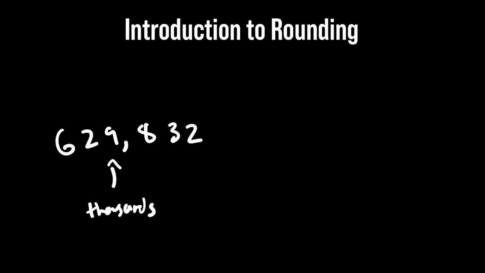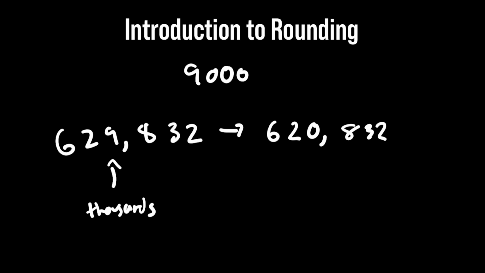However, we can't just convert this to 0 and say 620,832, because you'll notice that there's a 9,000 value difference between the two numbers. That doesn't make any sense. That's way off.